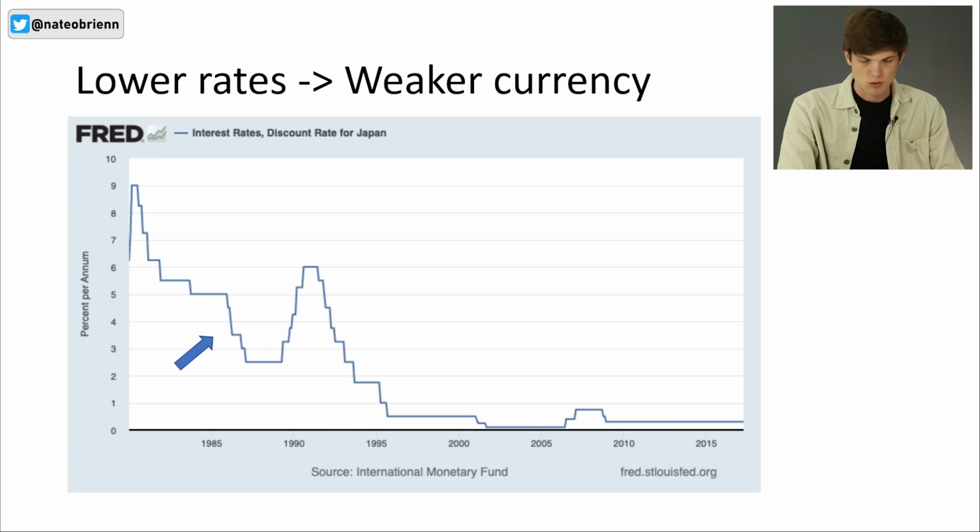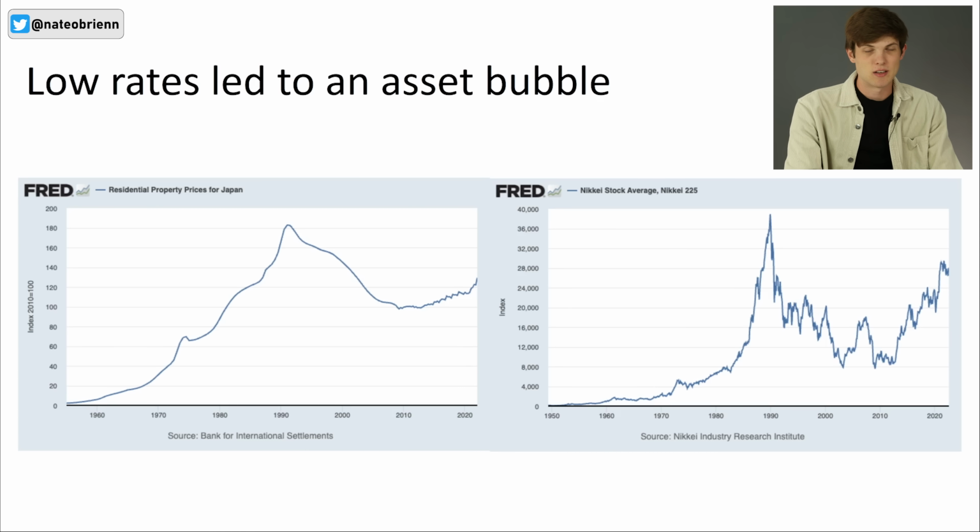The problem is that when the Bank of Japan started to lower rates to weaken their currency so that they could continue to be a very large net exporter in the late 80s, it had yet another negative effect. It led to a colossal asset bubble in Japan in the late 80s. This is why, if you invested $1,000 into the stock market in Japan in 1989, you would have less than $1,000 today, more than 30 years later.